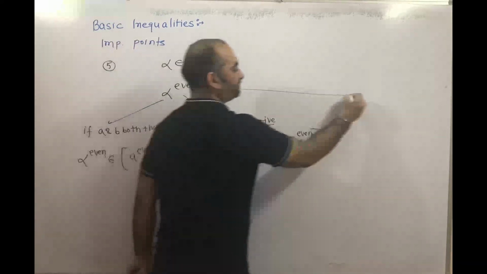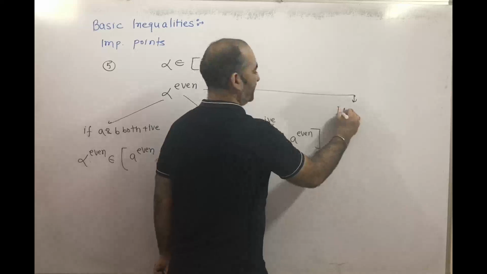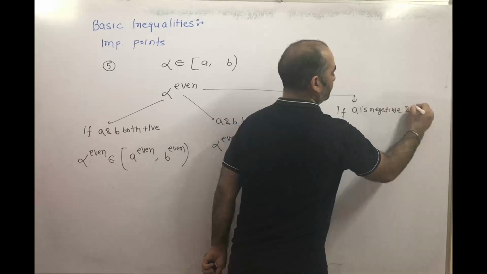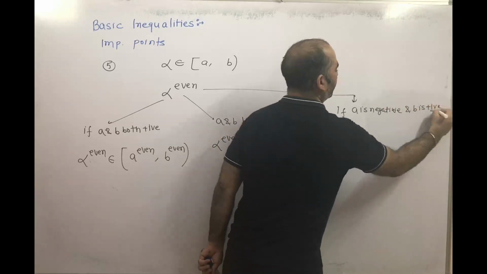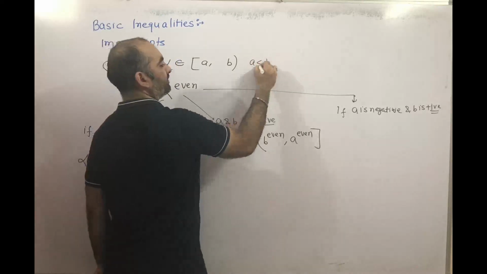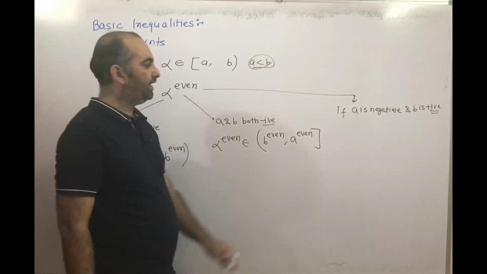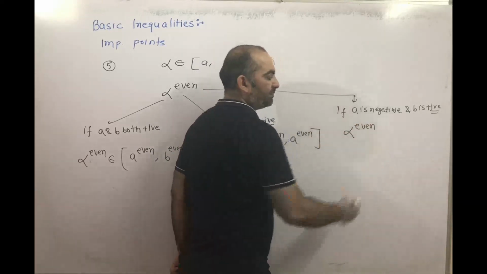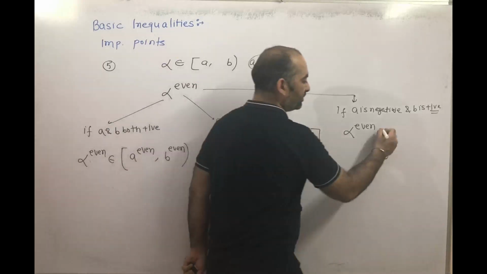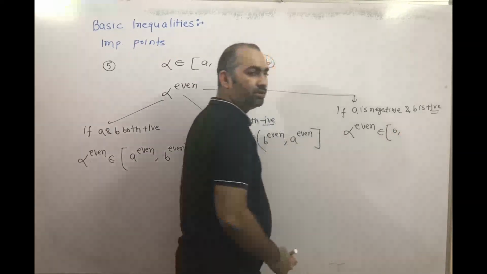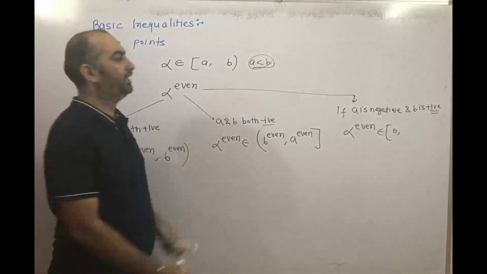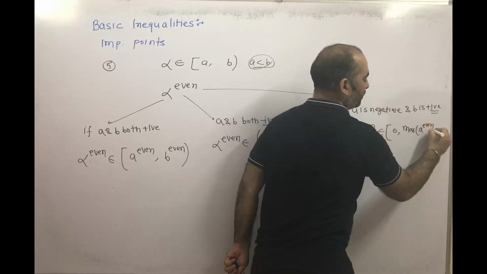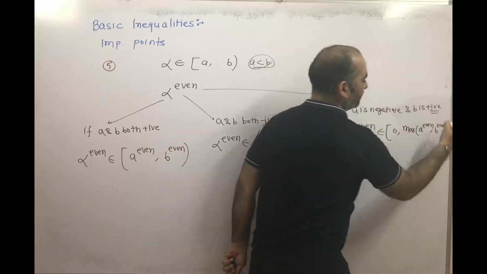And the third category is, if a is negative and b is positive. Here one thing is very important, that a should be less than b, which we already discussed in intervals. So a is negative and b is positive. Then alpha power even belongs to the closed interval 0 to the max of a power even, comma, b power even. That we have to find out.